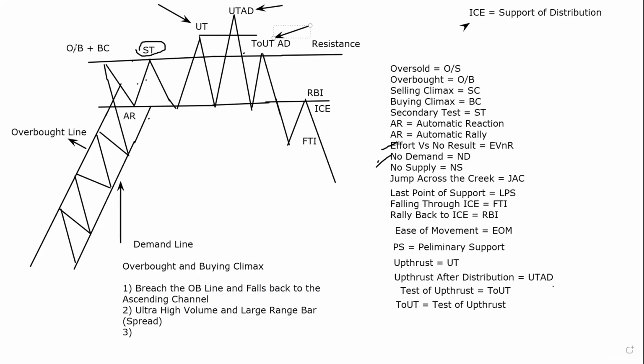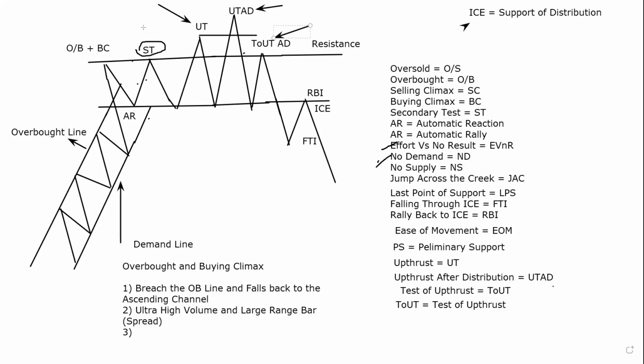Now notice one thing. I told you OB, which is overbought in buying climax, and automatic reaction. Automatic reaction will give you what? It will give you support and resistance of the trading range. Am I right? For example, if I hide all these things, we only know about OB and AR. This OB, we will draw our ice from here, from the low of AR, and we will draw resistance from the top of OB and buying climax. Got it?